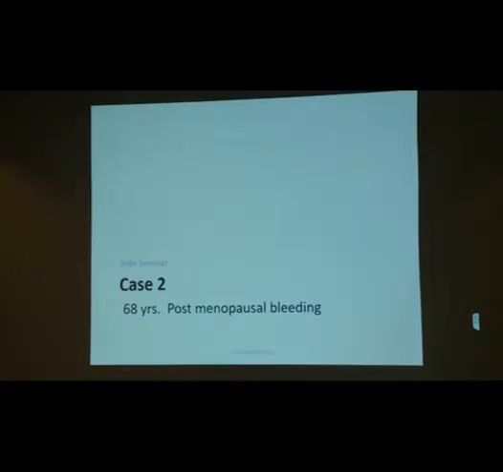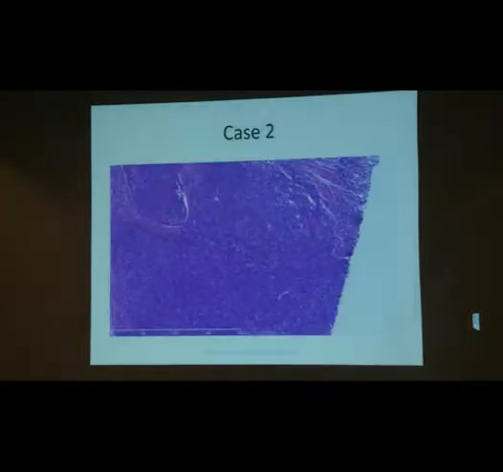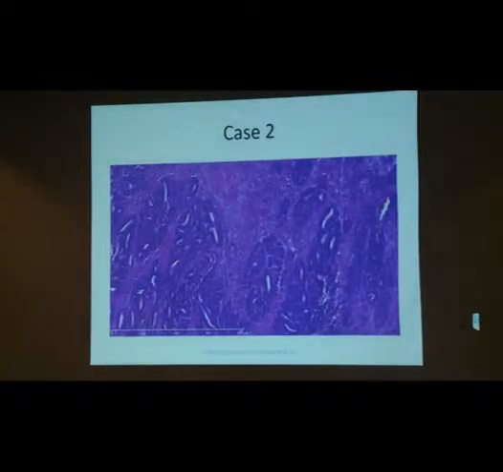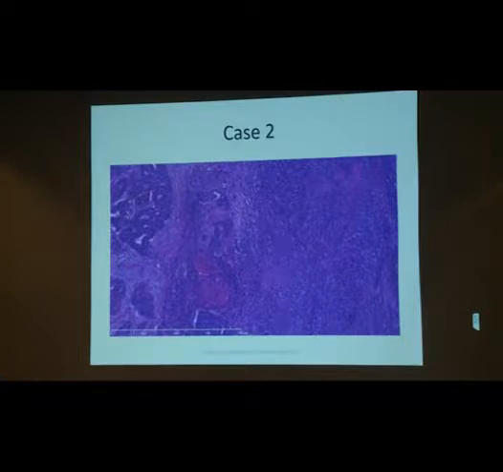Case number 2 is a 68-year-old woman. She's got postmenopausal bleeding, and this is what was in her uterus. So what you see here is a tumor which consists of sheets of small blue cells. This is another slide from this case, and here you can see some glands. Quite well differentiated glands. I mean, you can see that they're clearly glandular. This is another one. So on one side you can see these sheets of small blue cells, on the other side you can see some glands. Anyone got any ideas about what they think this might be?